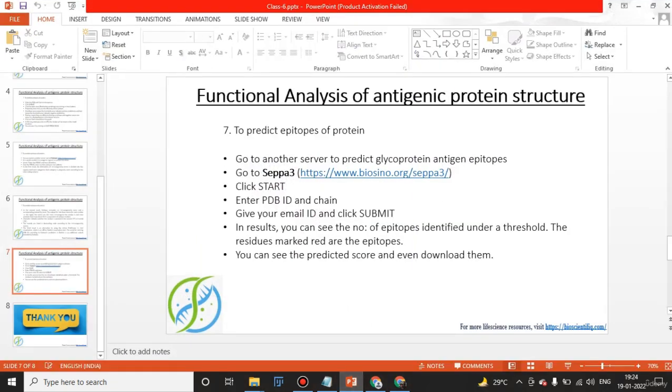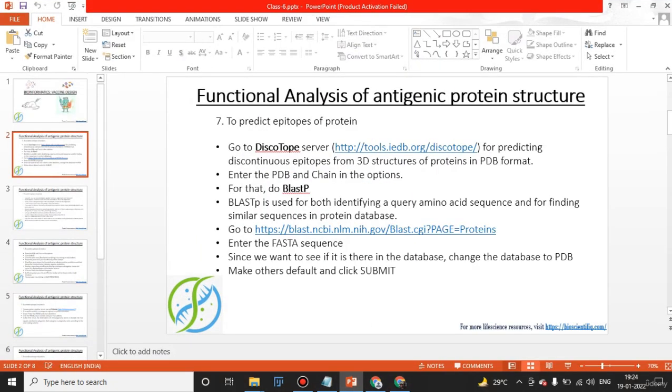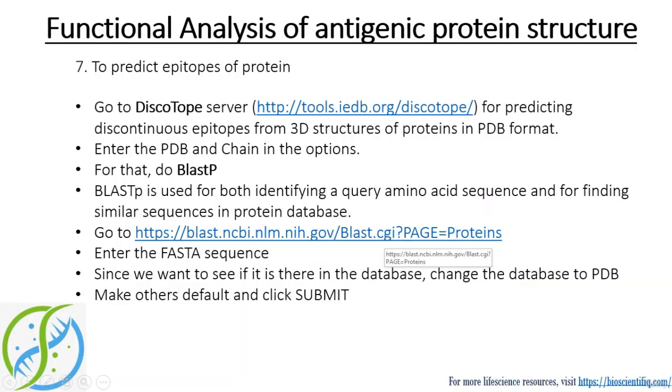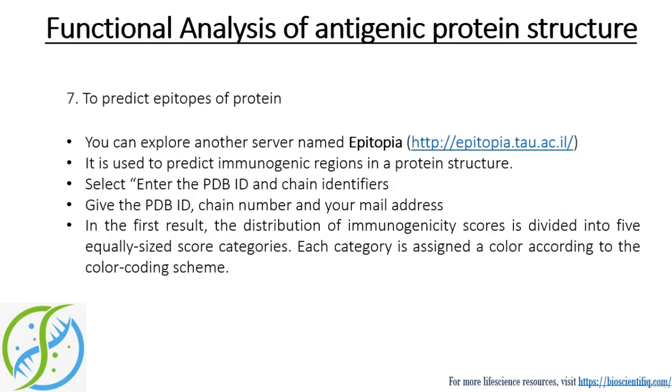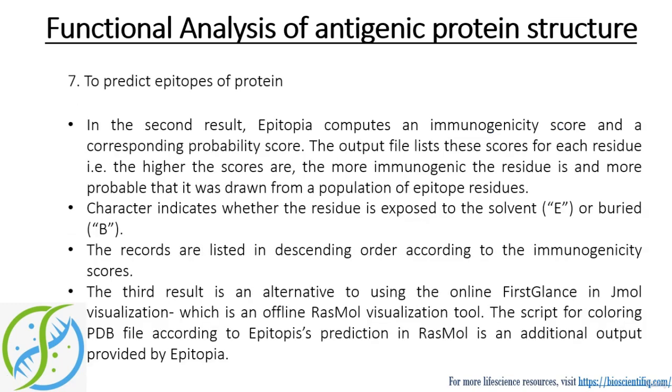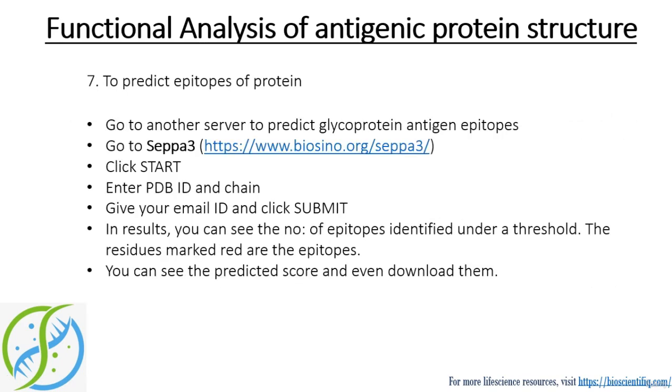So what we learned today in this lecture was, under functional analysis, we predicted the discontinuous epitopes from the 3D structure of proteins. We then predicted immunogenic regions in another server, and we understood the immunogenicity score and the probability score and what they mean. Then we predicted the glycoprotein antigen epitopes as well by looking at another server.